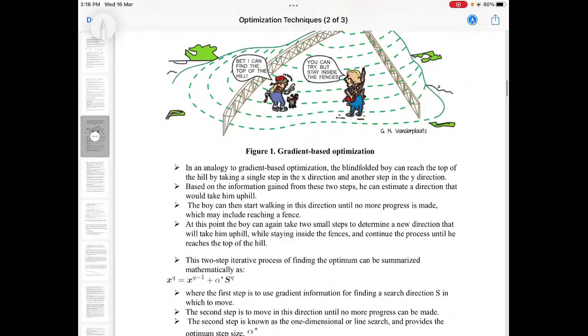So this is a figure where we can explain or demonstrate gradient based optimization. So in an analogy to gradient based optimization, the blindfolded boy can reach the top of the hill by taking a simple step in the x direction and another step in the y direction. Based on the information gained from these two steps, he can estimate a direction that would take him uphill.